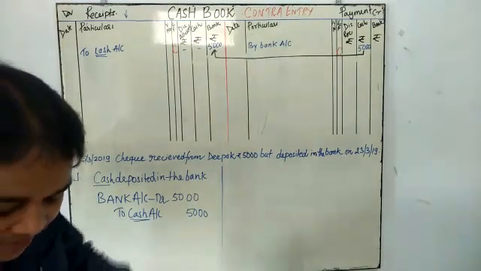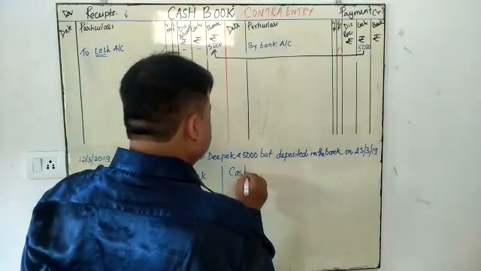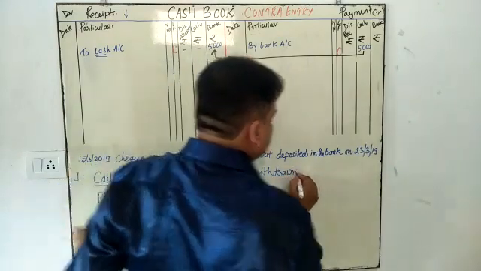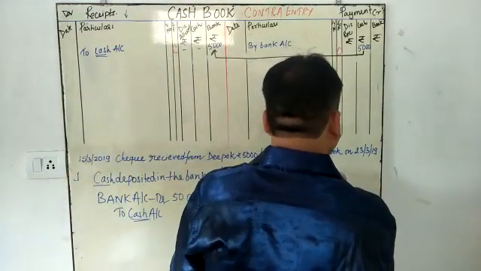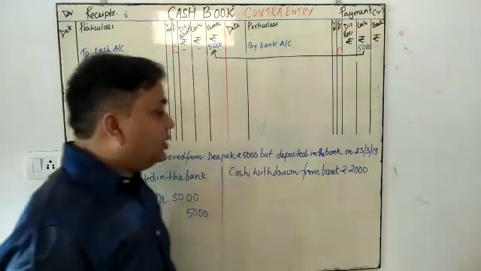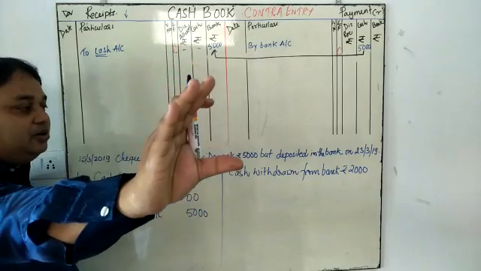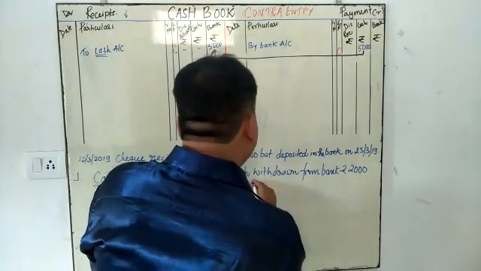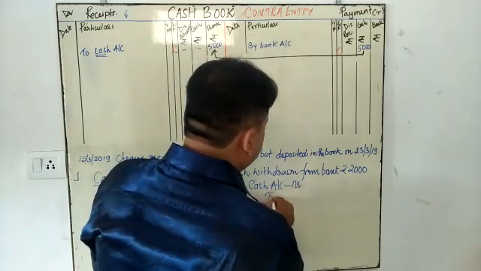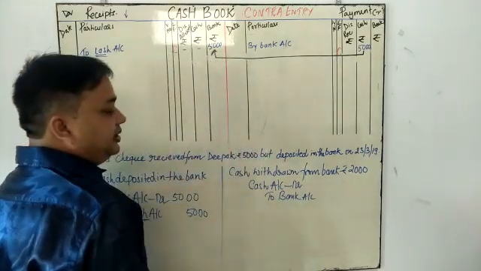Now the second example is that cash withdrawn from bank, rupees 2,000 for office use. What is the entry? In this situation, the bank amount is going to decrease and the cash amount is going to increase. So your journal entry is that cash account debited to bank account. Simple. Cash account debited to bank account.